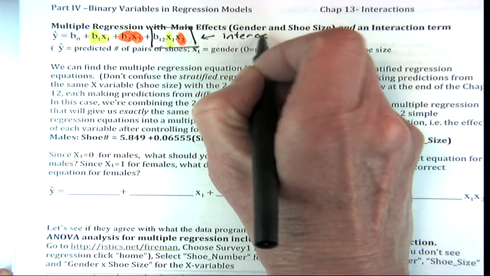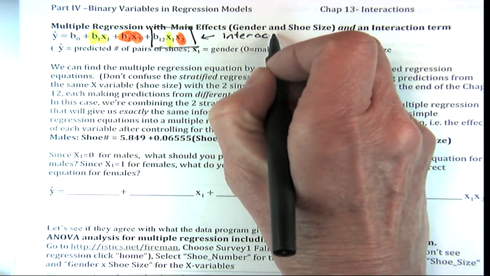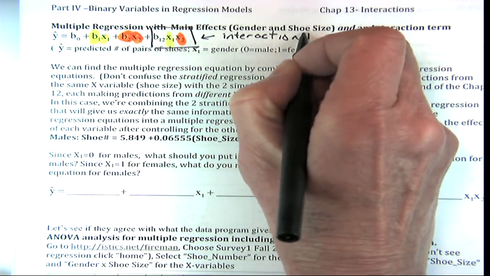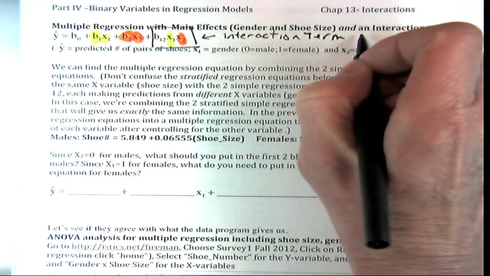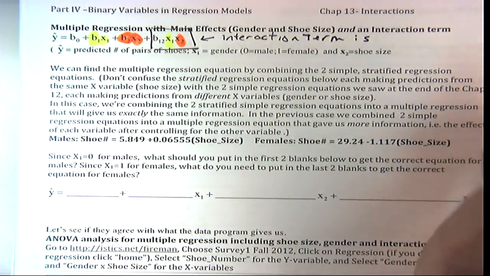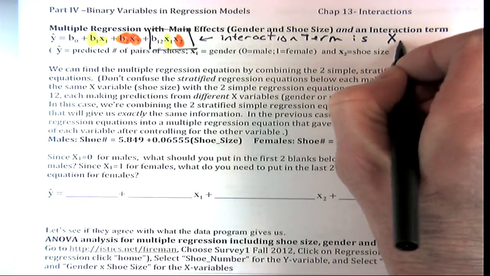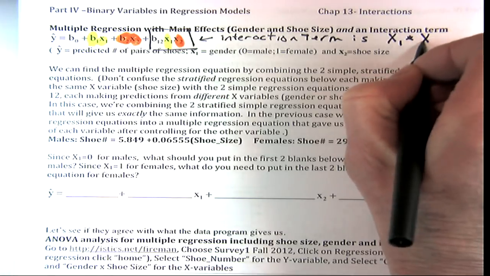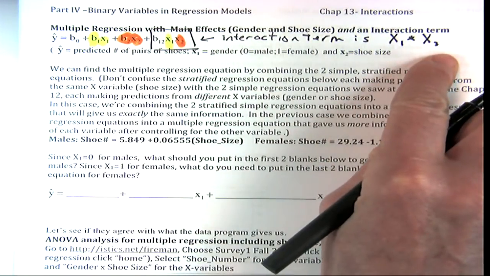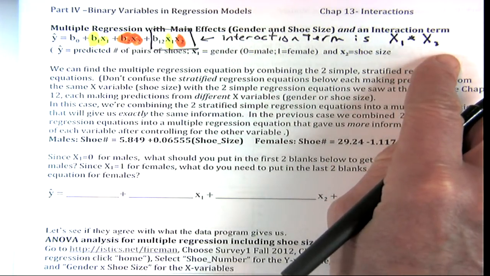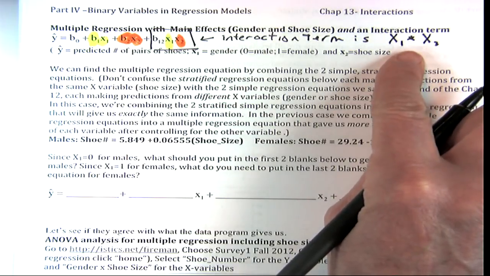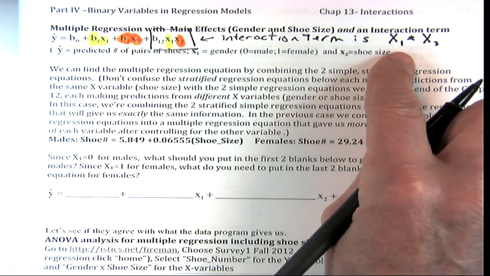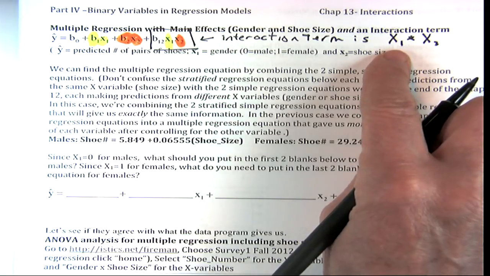And an interaction term is a multiplicative term. It's x1 times x2. That's what that is. It's a multiplicative term. And it allows your slopes to change depending on the various values of the other variable.